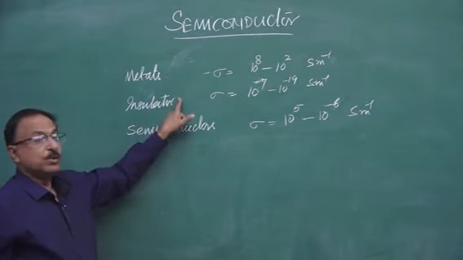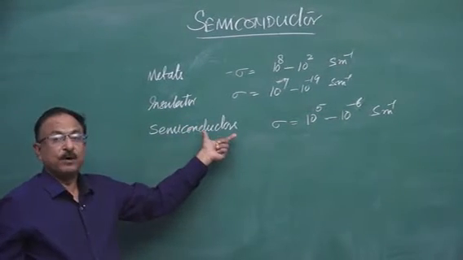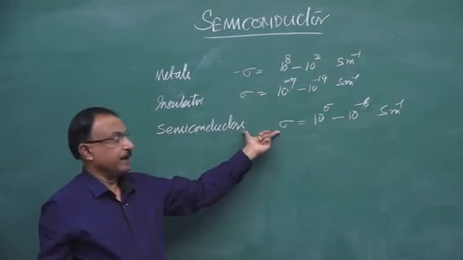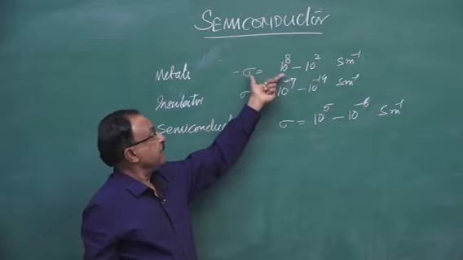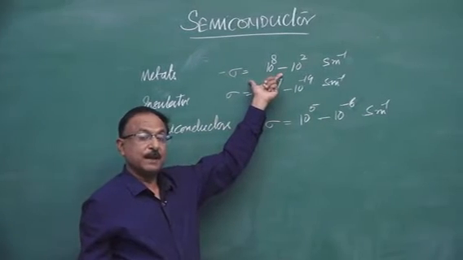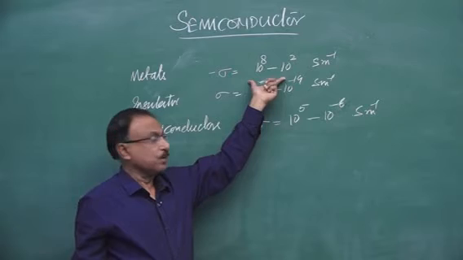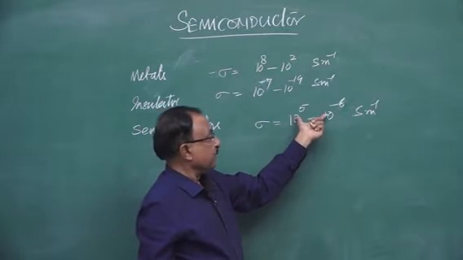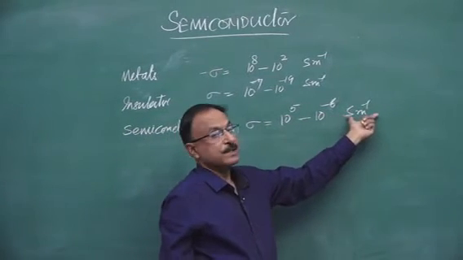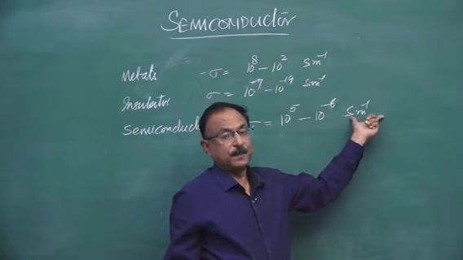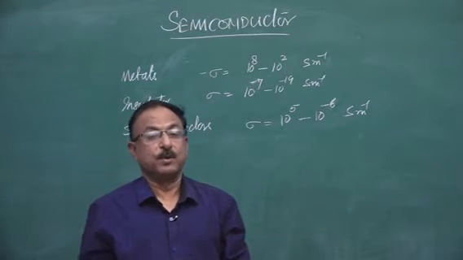Then in between the two, there lies a group of substances we call semiconductors. Their conductivity is lesser than that of metals, but greater than that of insulators. It lies between 10 power 5 to 10 power minus 6 Siemens per meter. They are elements from the 14th group of the periodic table.